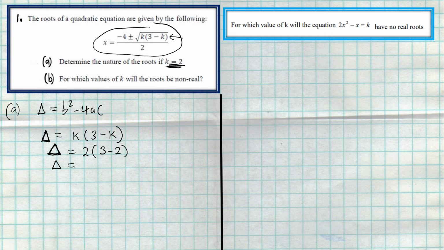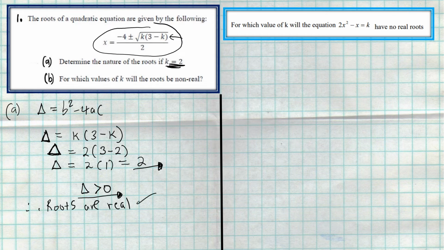So it will be 2 into 1 and the answer will be 2. What can we conclude about the nature of the roots? Our delta is greater than 0, in other words, positive. Someone can say greater than or equal to 0, but let me just say greater than 0. Therefore, we can conclude that the roots are real, because delta is greater than 0.